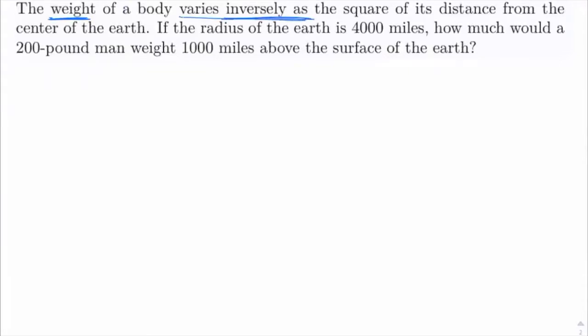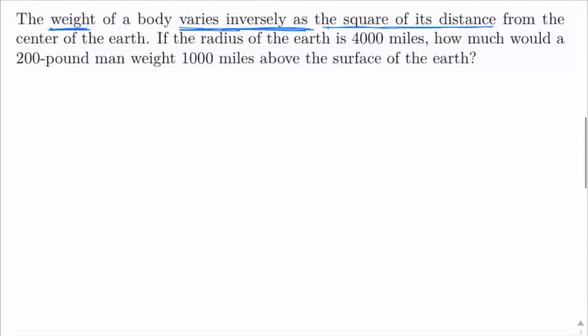Okay, so in the first sentence, the weight of a body varies inversely as, there's our keywords, varies inversely as the square of its distance from the center of the earth. Weight varies inversely as the square of its distance from the center of the earth. So we're going to choose some variables here to represent weight and distance, because those are the two measurable quantities that we're talking about here.